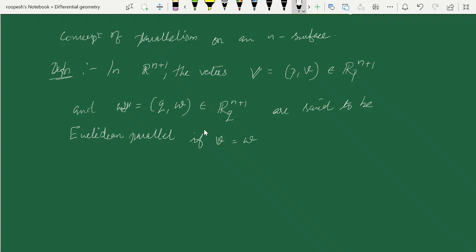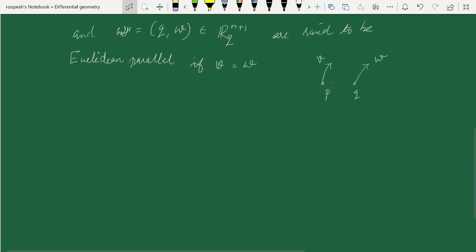That means suppose you have got 2 points, p and q, and here you have got a vector v, then this vector is also having the same measurement and same direction. Length also same, direction also same. Then we will say that v and w are Euclidean parallel. Hope you understand what is Euclidean parallel.